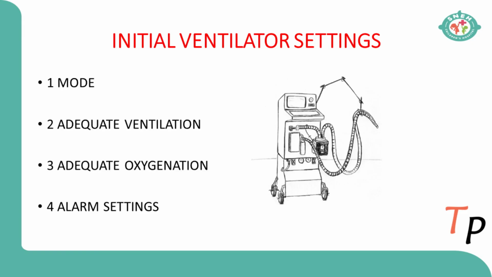So in this video we shall discuss four things after you have passed your circuit and you have checked on the test lung that the ventilator is functioning well and the humidifier is in place. Number one is the mode. Number two, we'll discuss adequate ventilation or carbon dioxide removal, third is oxygenation, and fourth would be alarm setting. So we'll be discussing them one by one.